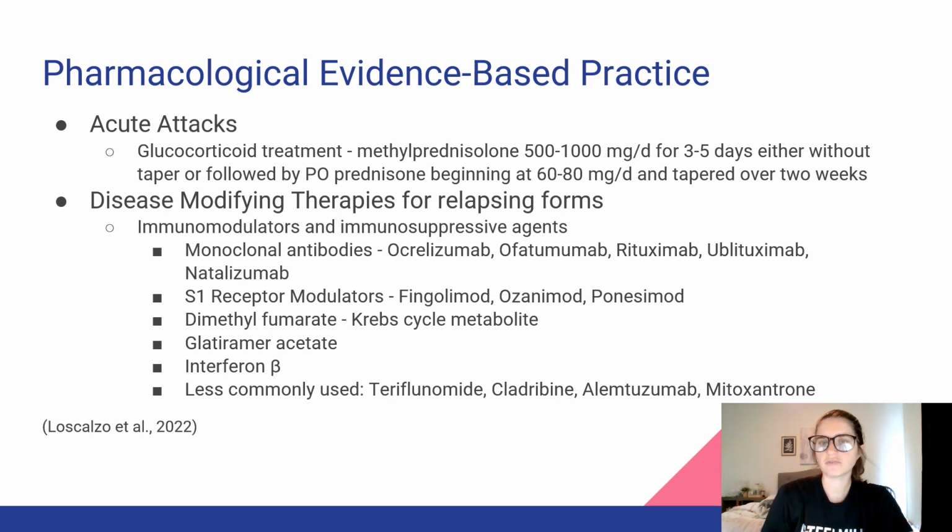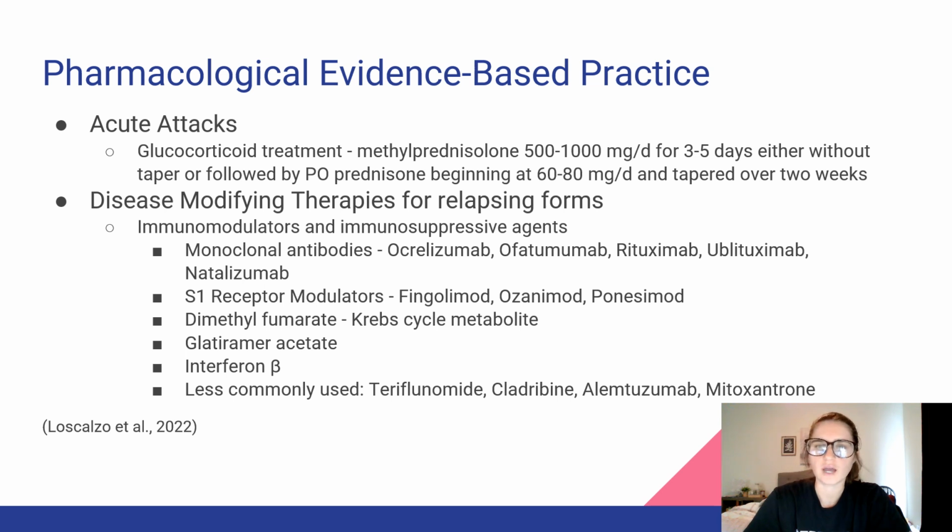The disease-modifying therapies for relapsing forms include immunomodulators and immunosuppressive agents. Immunomodulators and immunosuppressive agents can also be used for progressive MS. It's just a different combination, but some of these include monoclonal antibodies, so your rituximab, your ocrelizumab, your ofatumumab, your ublituximab, and natalizumab.